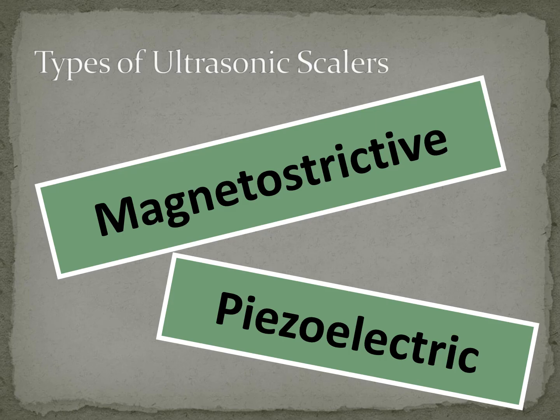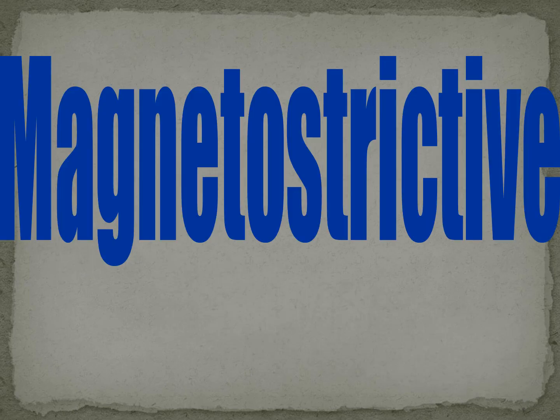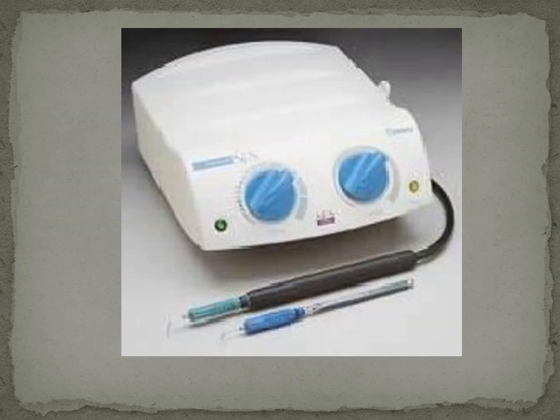Okay, so magnetostrictive versus piezo. Magnetostrictive is what we're going to talk about first. So here's just a picture of a unit. We have some of these, and then we also have a smaller unit that's about half that size, and it only has a power dial, and the water dial is on the handpiece.